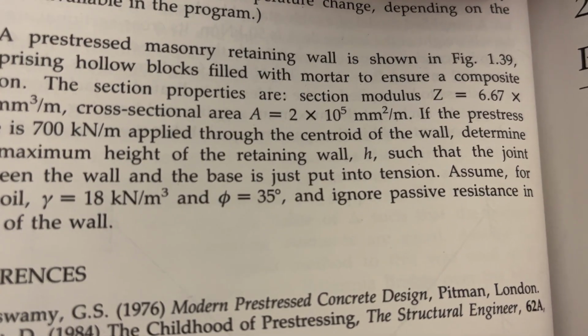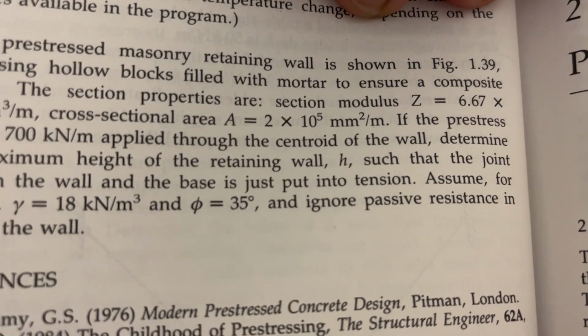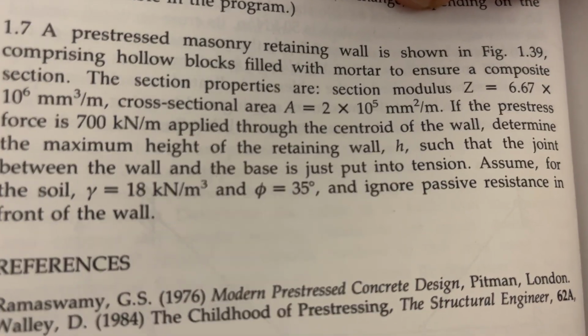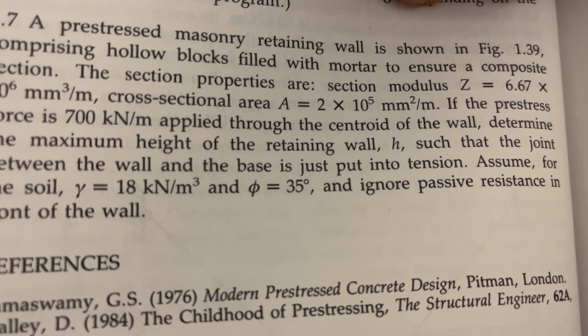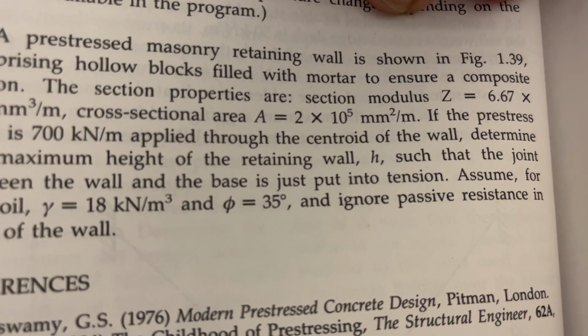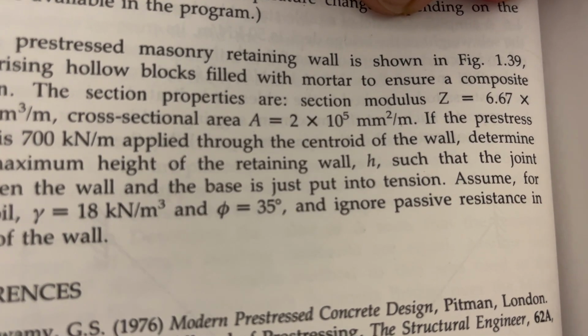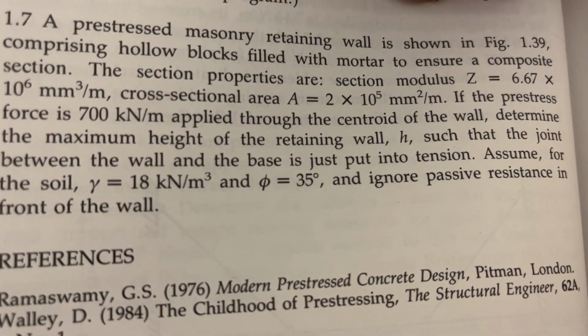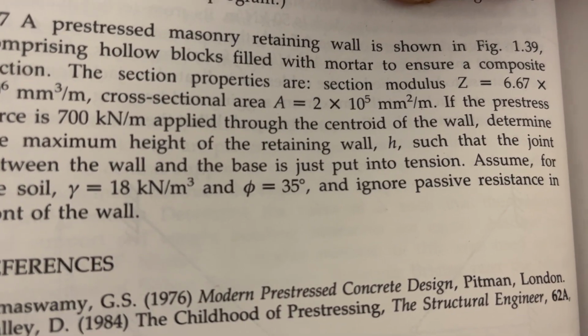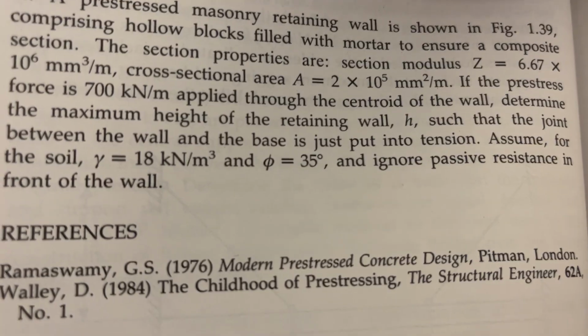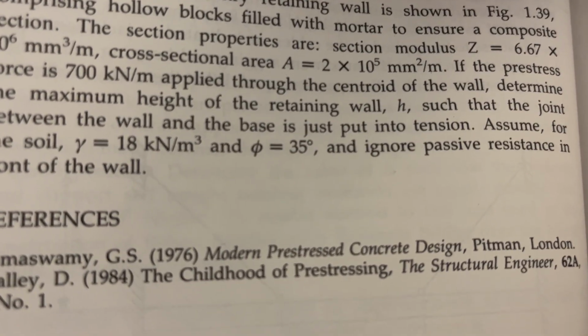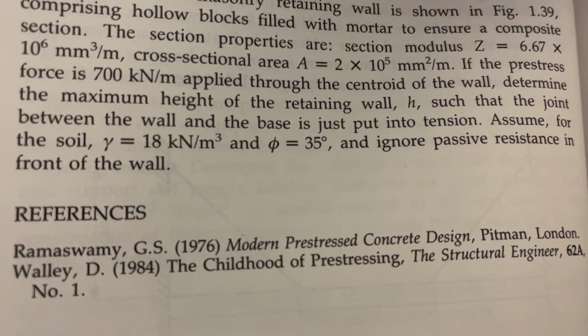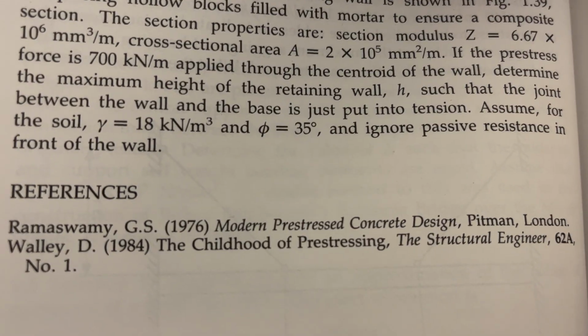The section properties are section modulus Z equals 6.67 times 10 to the power of 6 millimeters to the power of 3 per meter. Cross-sectional area A equals 2 times 10 to the 5 millimeters squared per meter. If the pre-stress force is 700 kilonewton per meter applied through the centroid of the wall, determine the maximum height of the retaining wall H, such that the joint between the wall and the base is just put into tension.